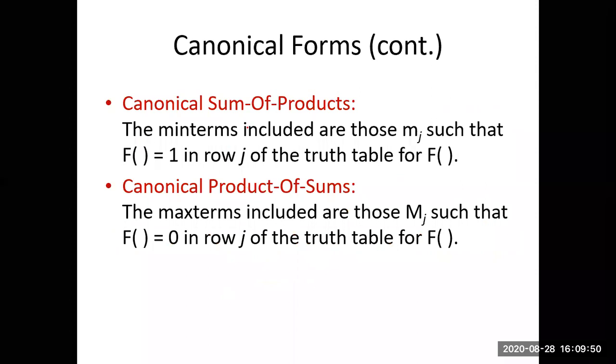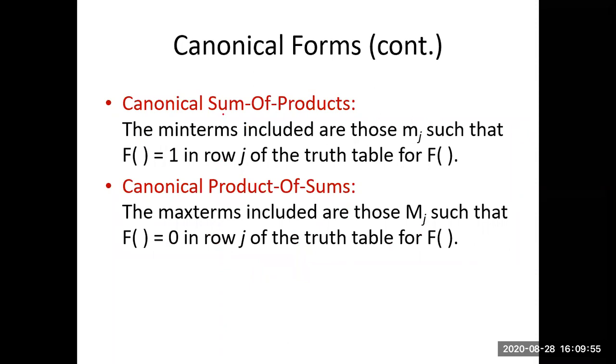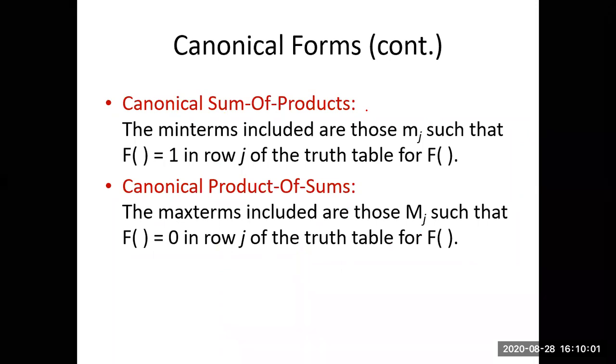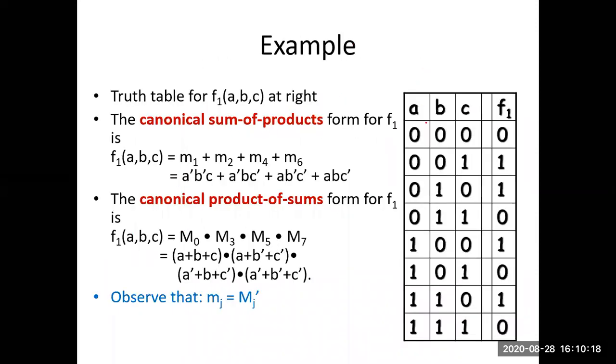Before going to an example, whenever you are dealing with SOP, sum of product, or minterms, you need to find out where the value of the function is 1 in your truth table. Whenever you are dealing with the product of sum, you need to find out 0 in your truth table. Suppose I am taking this example. By seeing this truth table, I need to write the expression of this function f1.